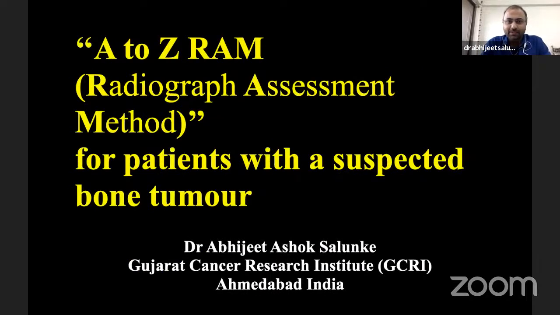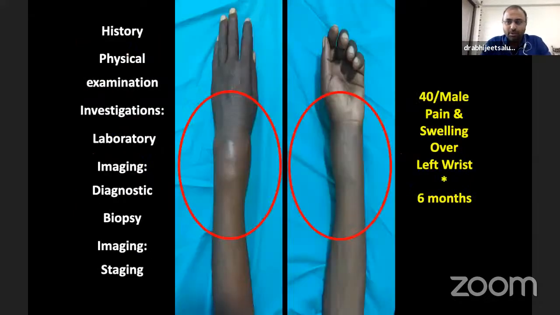So what is the meaning of A to Z and RAM? RAM is a radiograph assessment method for patients with suspected bone tumors. Like Dr. Janith said, clinical examination is important. This slide shows a lesion in the radius with some swelling, where the skin looks tense, shiny, with some dilated veins, both on the dorsal and volar aspect. So we are suspecting a lesion involving the distal end of the radius.